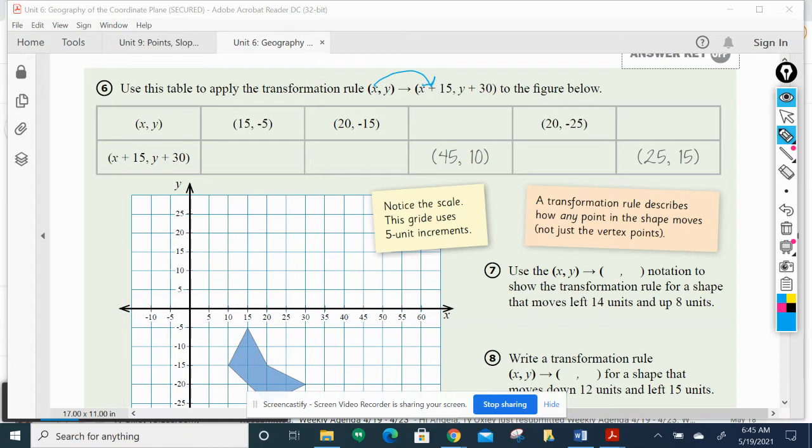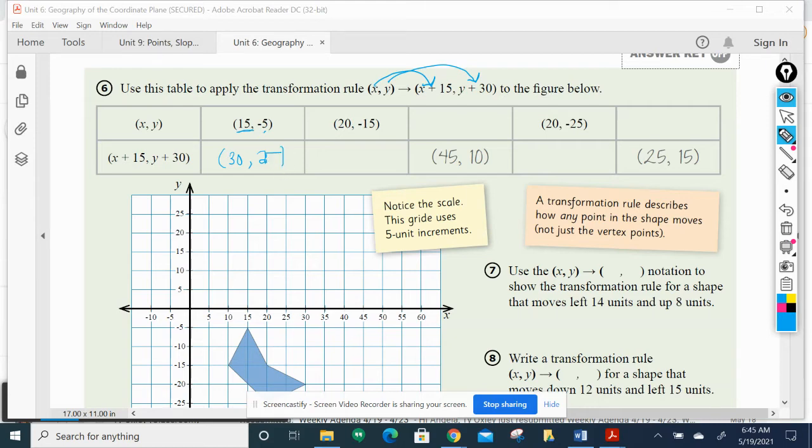So what that tells me is every time I look at the x value, I'm going to add 15 to it. And so in this first problem, if the x value is 15, my new x value will be 30. Then it says I'm going to take the y and I'm going to add 30 to it. And so if my y value was negative 5, I'm now going to add 30 to it, and I'll now be at the point 25.